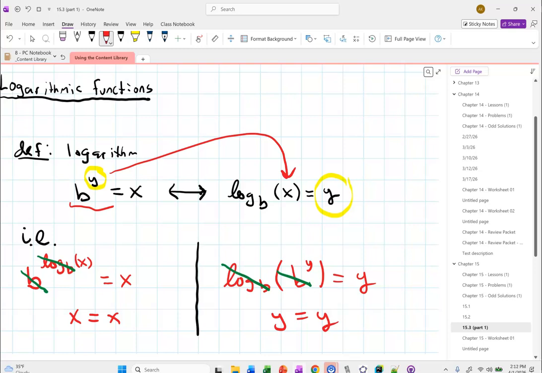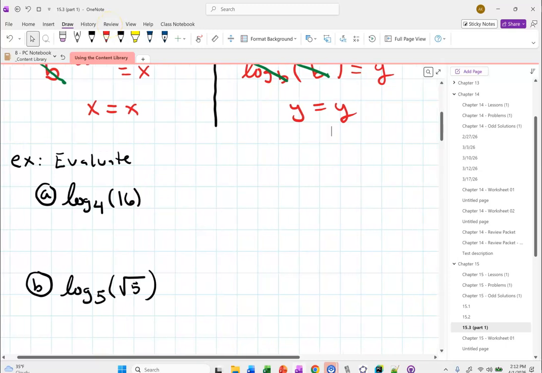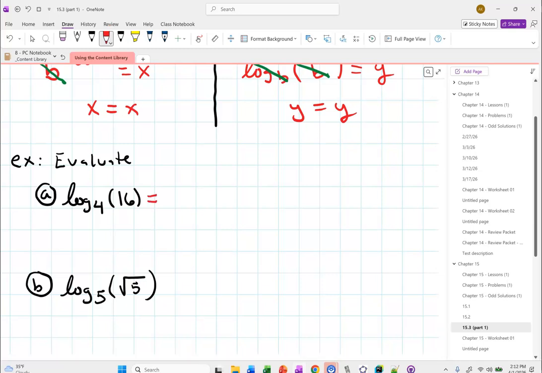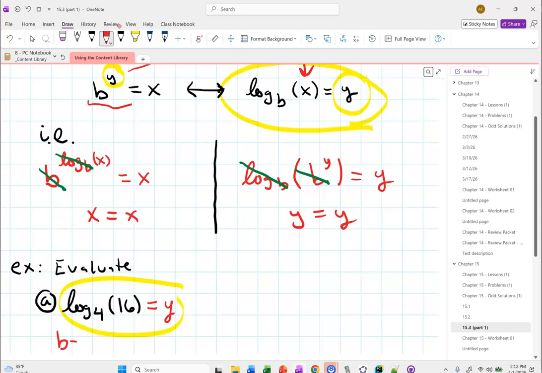So let's do a little practice of using this definition of a logarithm to recast our logarithmic problem into an exponential. So let's say we have log base 4 of 16. I'm going to think about the answer as y. That gives us a logarithmic equation just like I have up here. Everybody's okay with that? If I look at that, I say, okay, well, the b is 4, the x is 16, and then y is just going to be y, right?